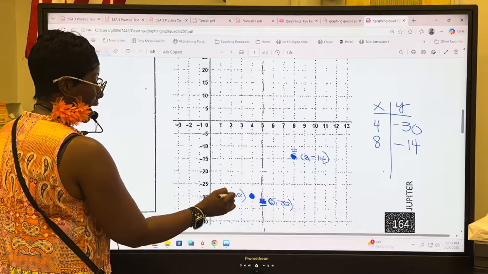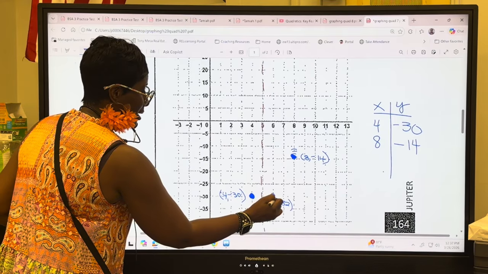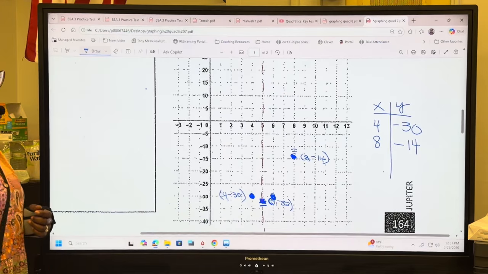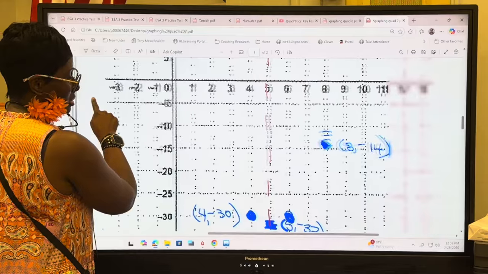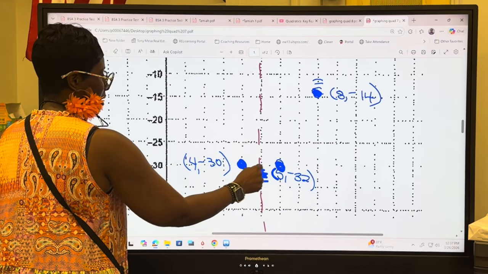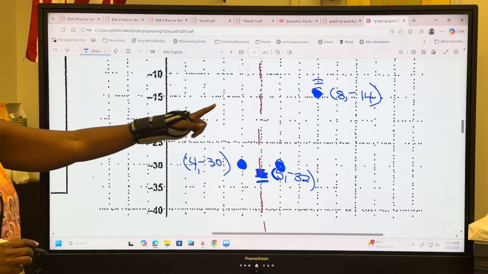This is 4, negative 30. It's 1 to the left. So I'm going to put 1 at 6, negative 30. That's 1 to the right. Does that make sense? Class? Yes. Do you see what I just did? Yes. 1 unit apart. Now, let's do the same thing with this other point.